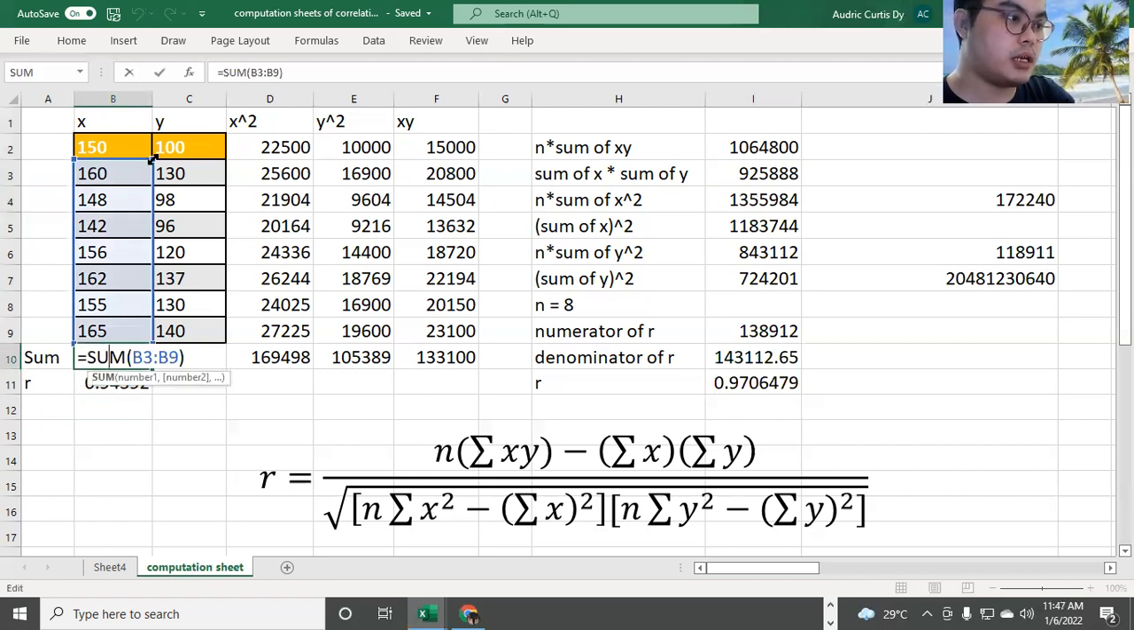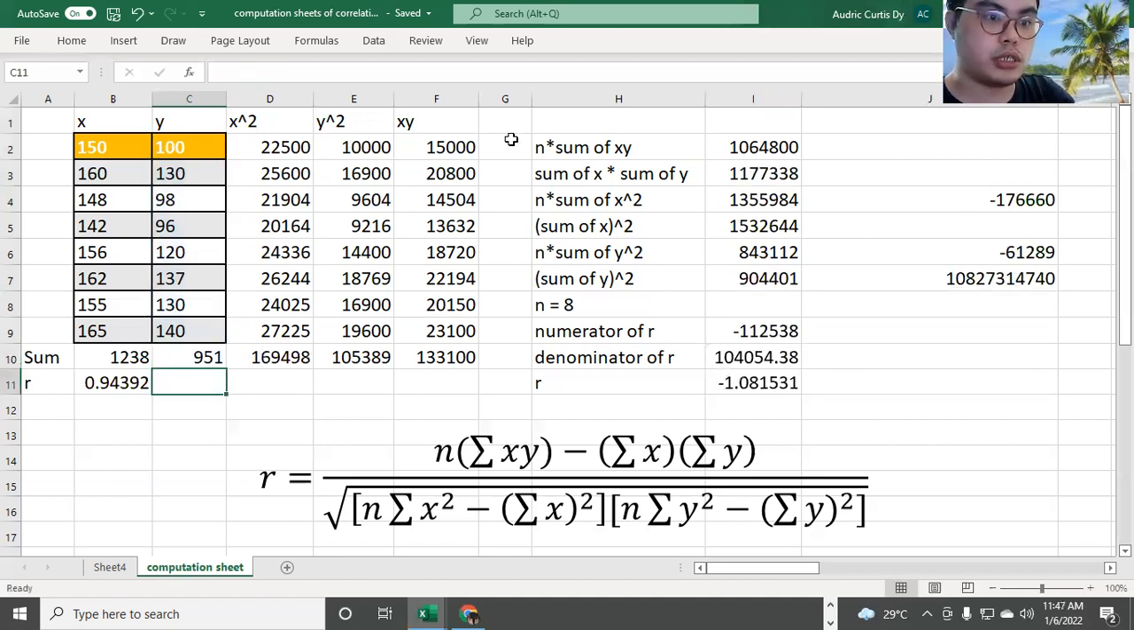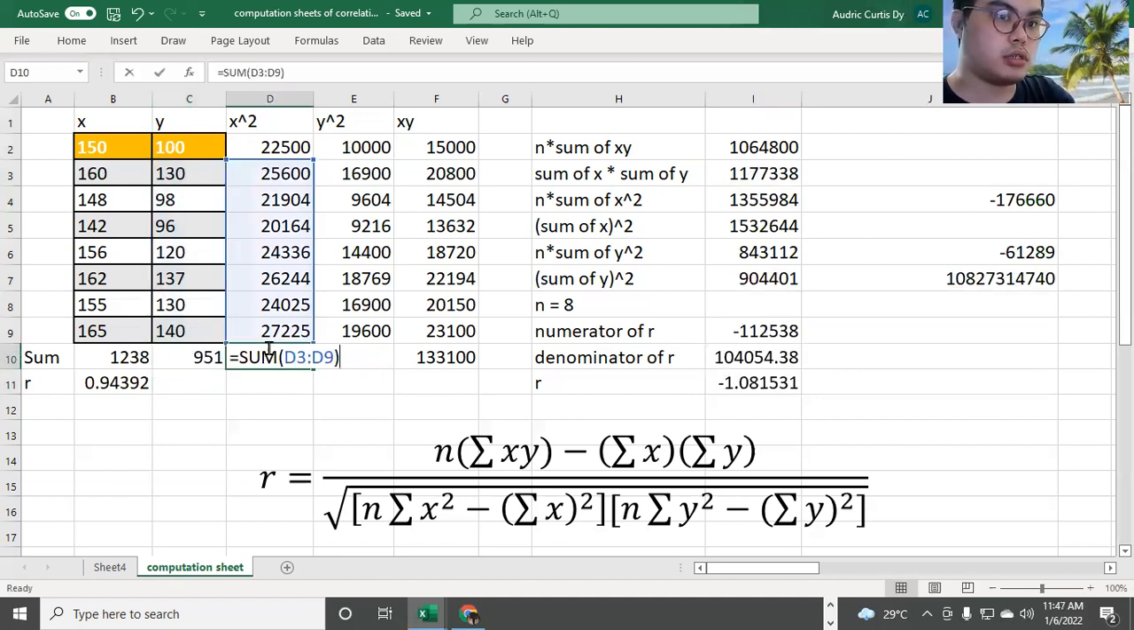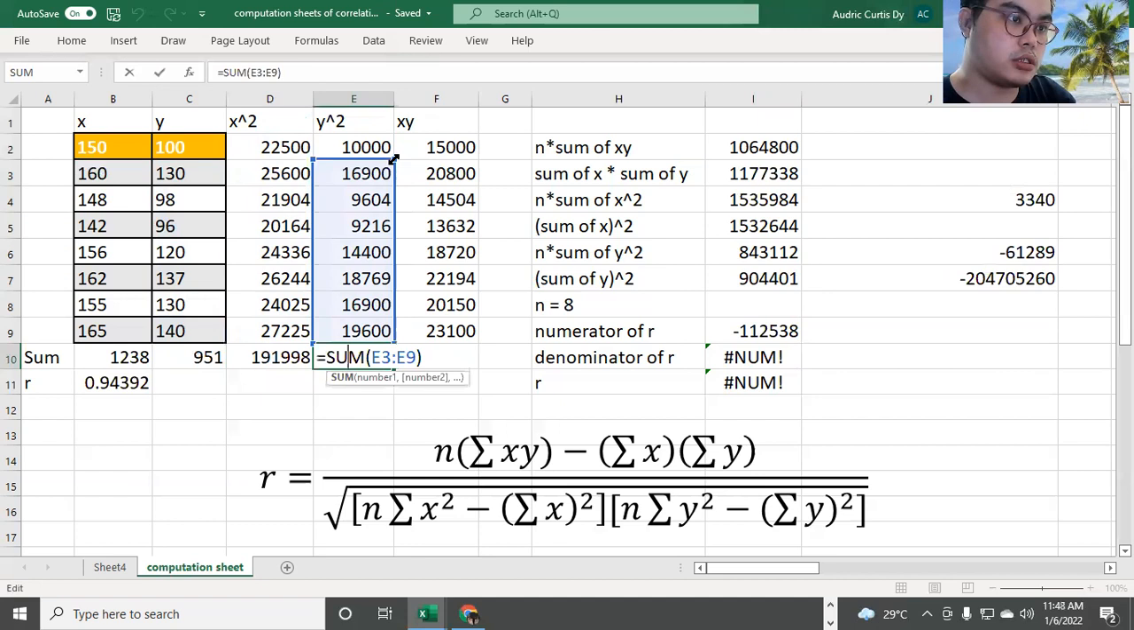Oops, I made a mistake. So for corrections, here are the corrections. I just forgot to highlight the 150, 100. Here we need to be careful about highlighting this.